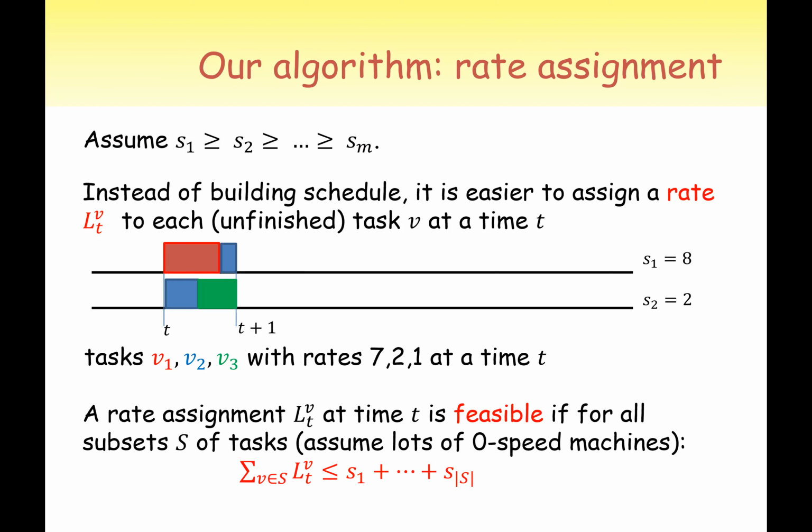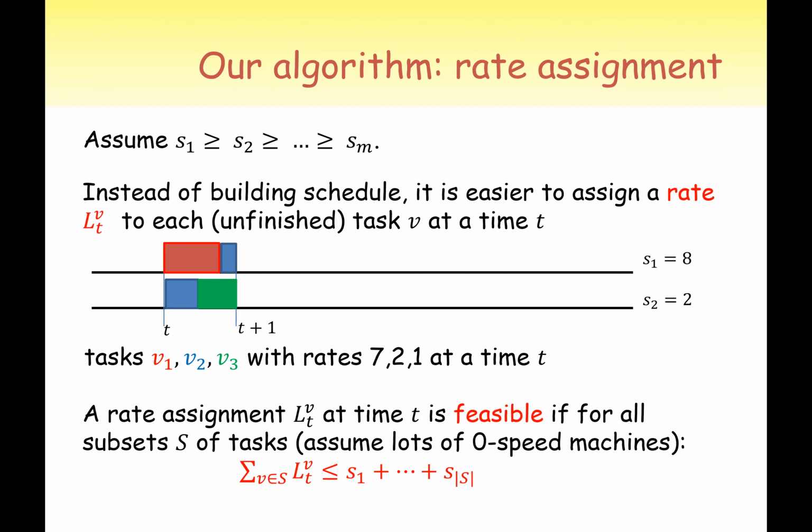So this condition says that if you look at any set of tasks, suppose there are S tasks, then you add up the total rates that are assigned to them. This sum should not exceed the total speed of the S fastest machines, right? So if you have, let's say 3 jobs here, then in this example, the total rates assigned to them is 7 plus 2 plus 1, which is 10, which is at most the total speed of all the machines. If you look at the top 2 machines, then it is 9, which is again less than 8 plus 2.